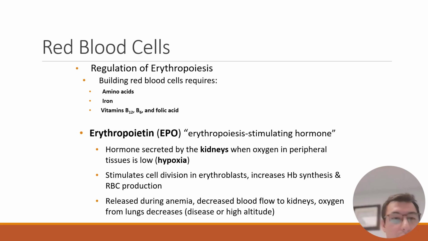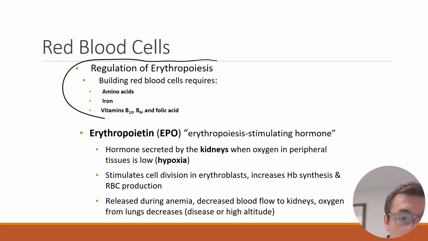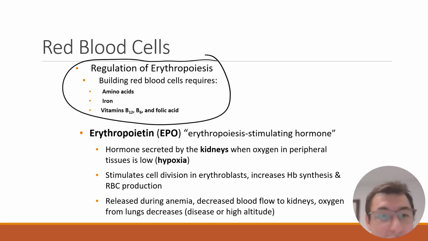Red blood cells. Now, remember that red blood cell production is expensive. So that means that we need to have a lot of nutrients. We need to have amino acids. We need to have iron. We need to have B12, B6, folic acid. So all of these nutrients are required for red blood cell production. So if we don't have iron, well, we cannot produce red blood cells. It doesn't matter how much we need them.